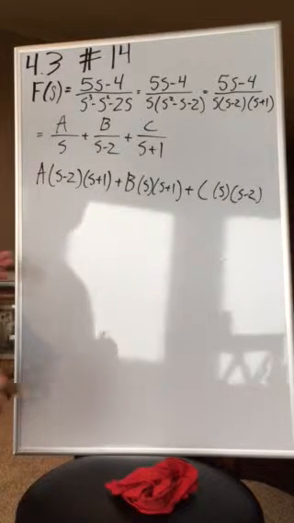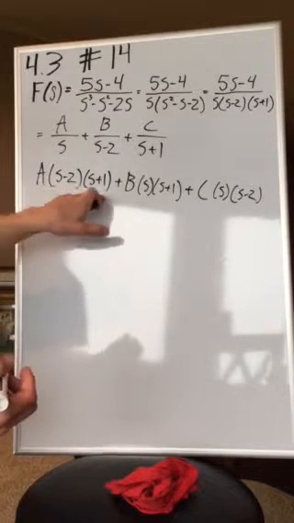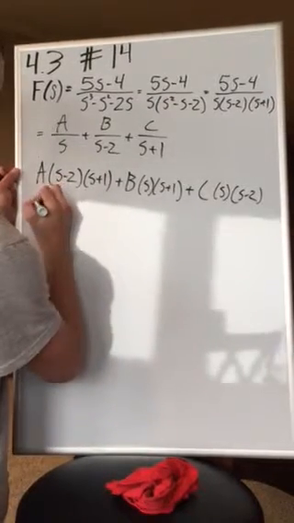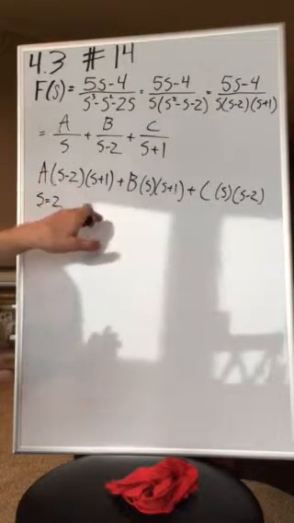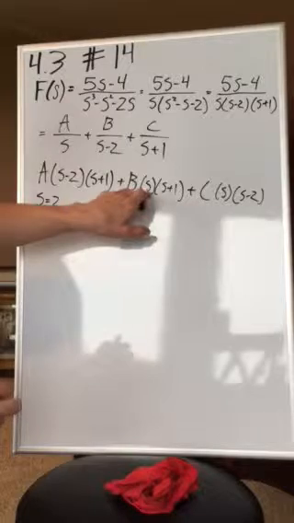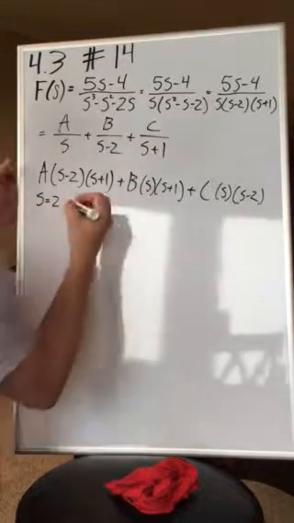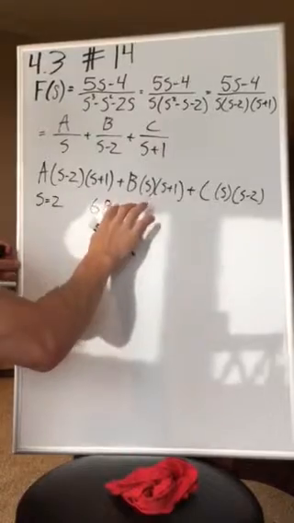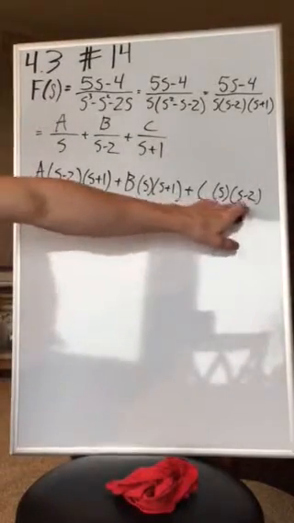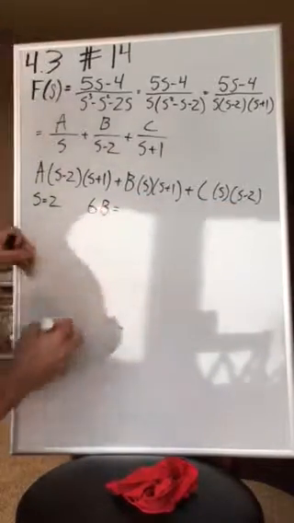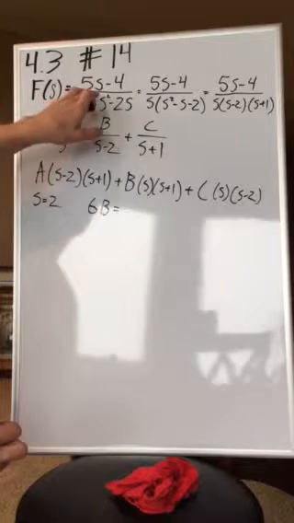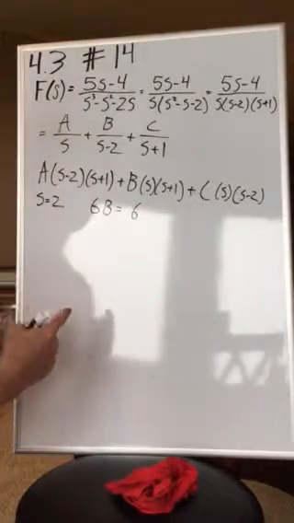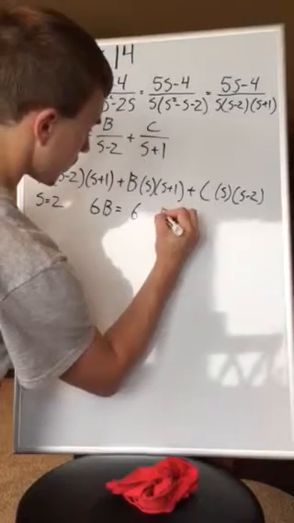We can just plug in values for s since there are cancellations within the equation. I'm going to start off by putting in s equals 2. For s equals 2, we get rid of our A and keep our B, and that's going to be 2 times 2 plus 1, which is 3, so 6B. On the other side, you put 2 in for 5s minus 4: that's 10 minus 4, which is 6. So we have 6B equals 6, which means B equals 1.